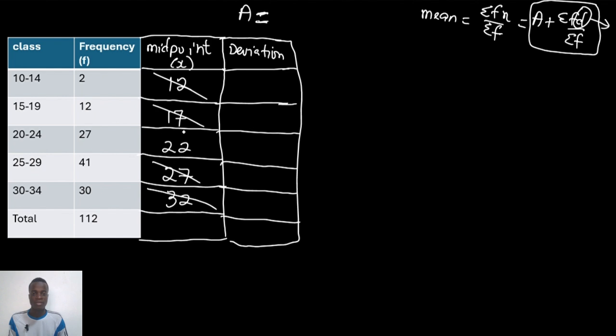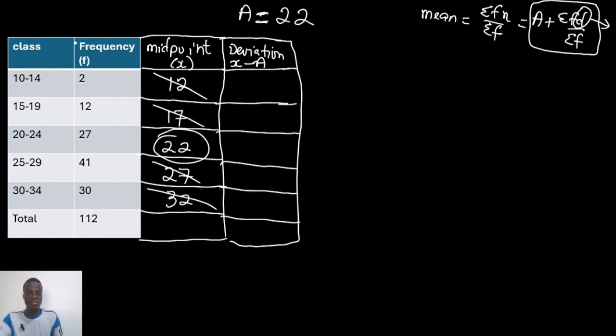At the end of the day, there's only one item left in the middle. That middle item is your assumed mean. So our assumed mean is 22. So we are going to do the deviation. The deviation is how each of the class midpoints deviates from our assumed mean, right?